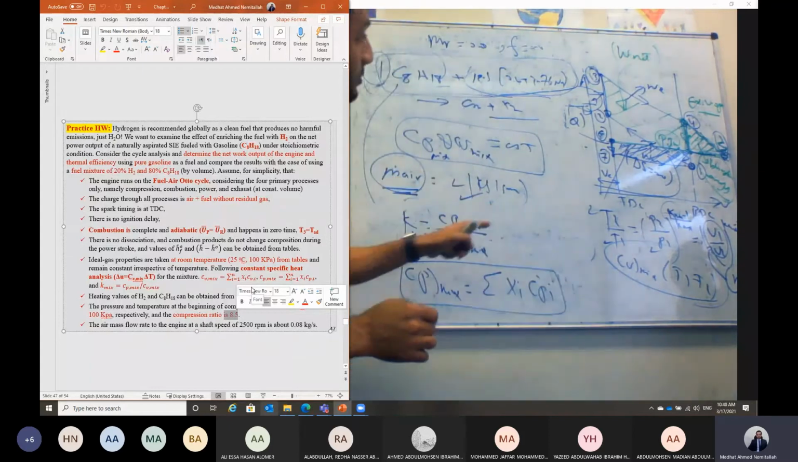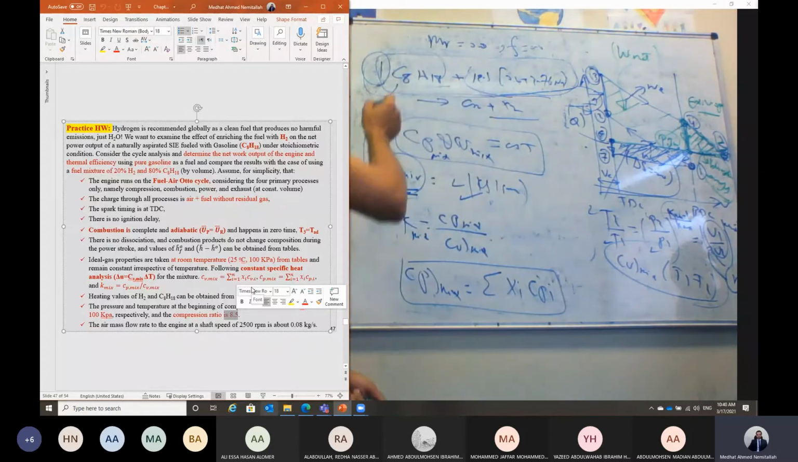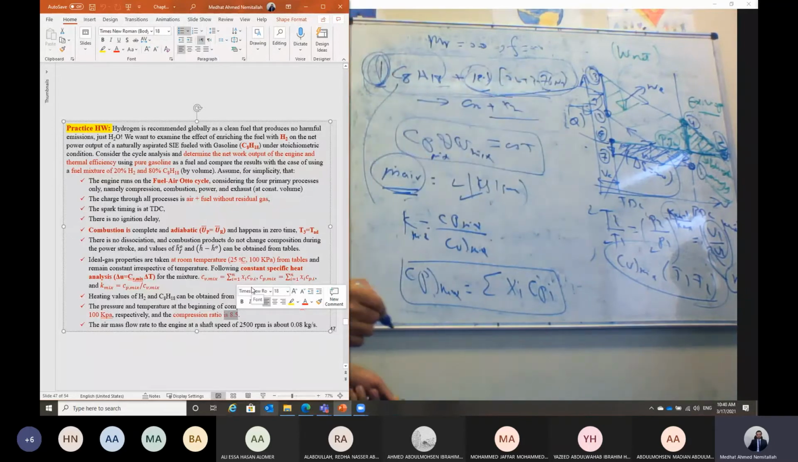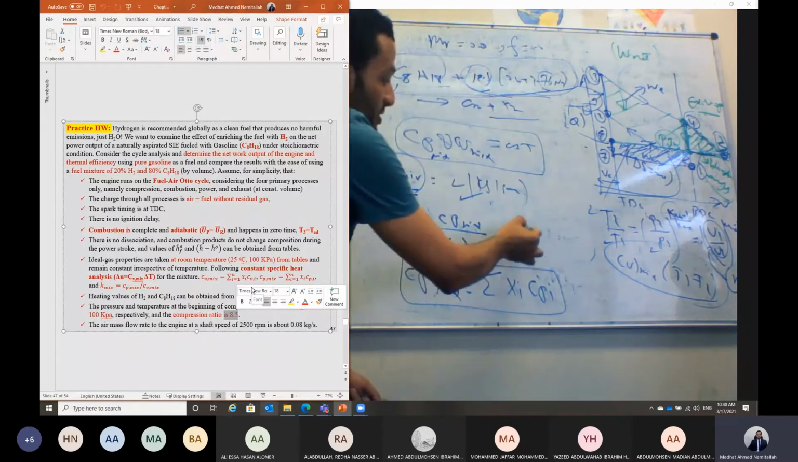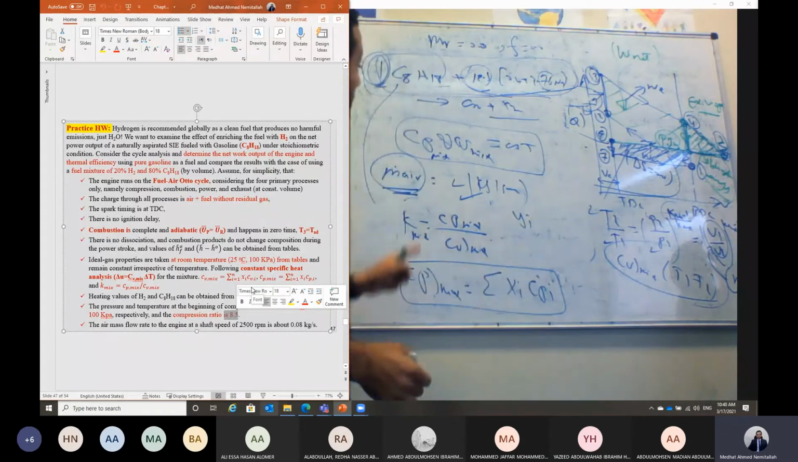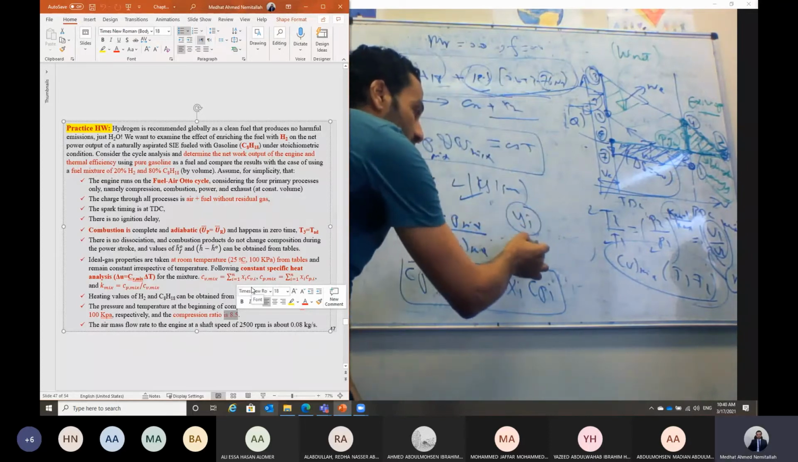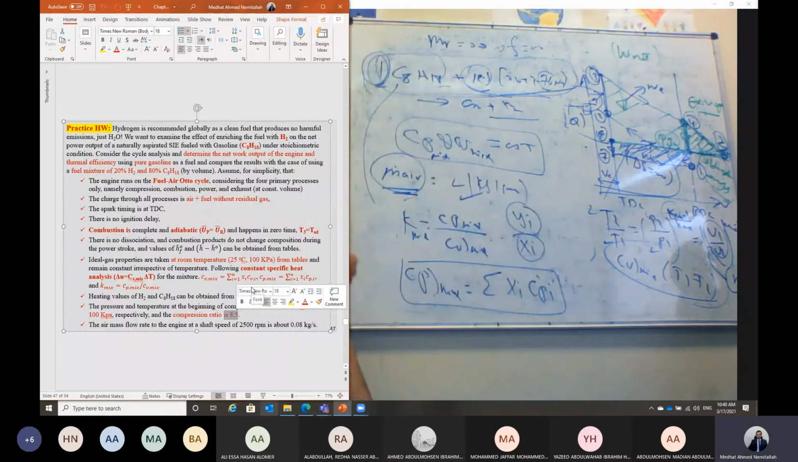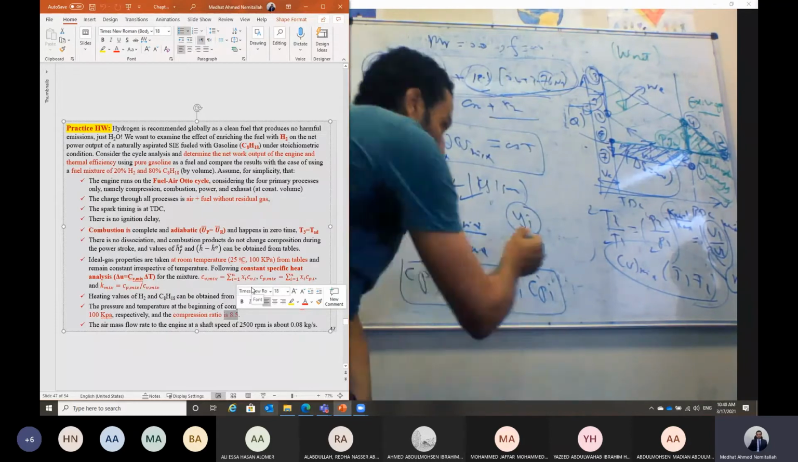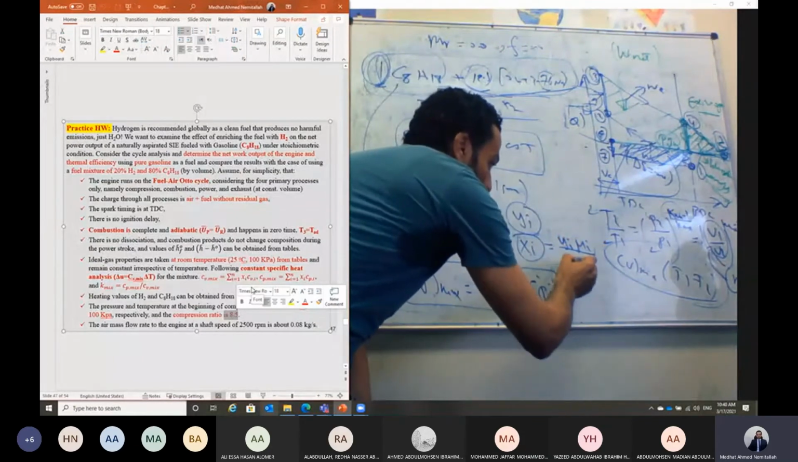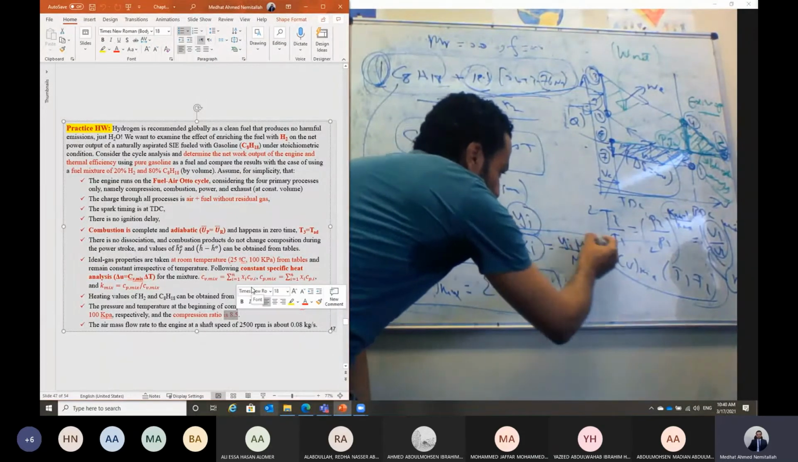For the process from 1 to 2, the mixture is air plus fuel. We have here the number of moles for O2, N2, and fuel. Then we can get the mole fraction for each species, for fuel, O2, and N2. Then convert it to get the mass fraction: mass fraction is equal to the mole fraction Yi multiplied by the molecular weight Mi divided by the molecular weight of the mixture.